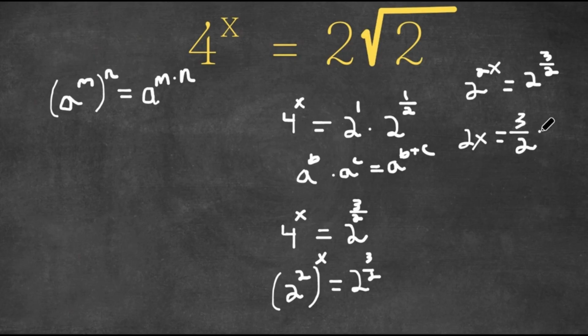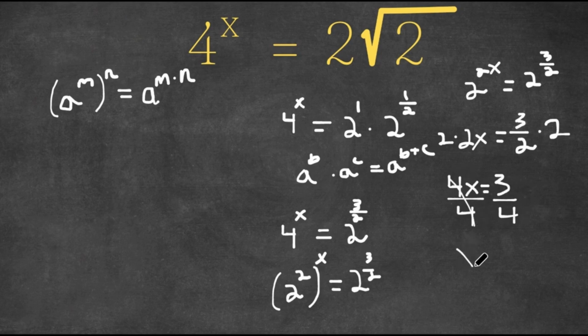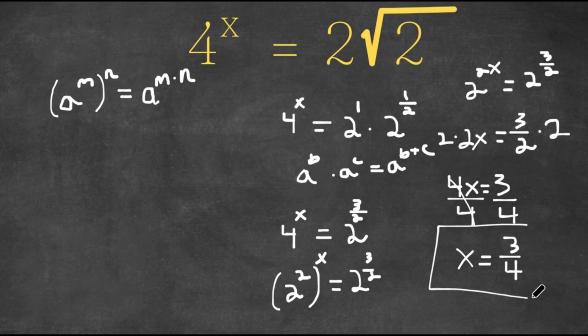So now if I multiply by 2 on both sides, I get 4x is equal to 3. And now if I divide by 4 on both sides, I get x is equal to 3 over 4. So this is our answer.